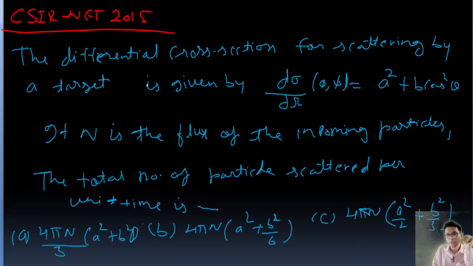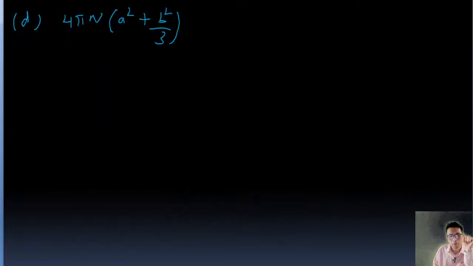The question is: the differential cross section for scattering by a target is given by this d sigma upon d omega. If n is the flux of incoming particles, meaning n is the incident flux, that is given. The total number of particles scattered per unit time we need to find out.